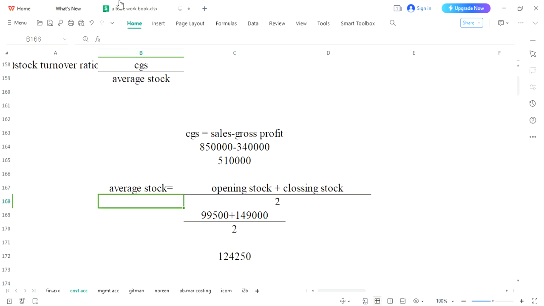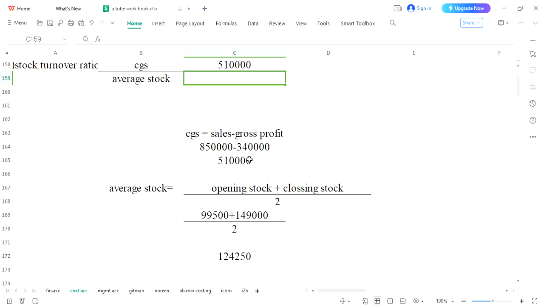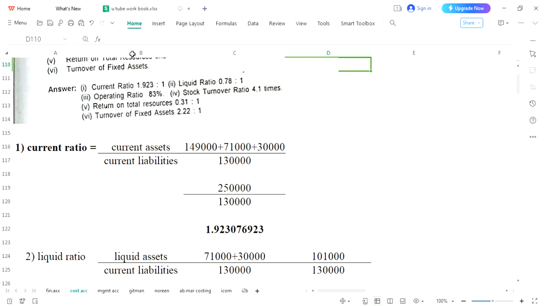So both values are calculated. CGS divided by average stock. CGS 510, average stock 124250. So here this was your cost of goods sold, and this is your average stock. We will simply be putting a divisor, cost of goods sold divided by average stock. Answer is 4.10. This is how we have calculated the stock turnover ratio, and 4.1 is clearly mentioned.